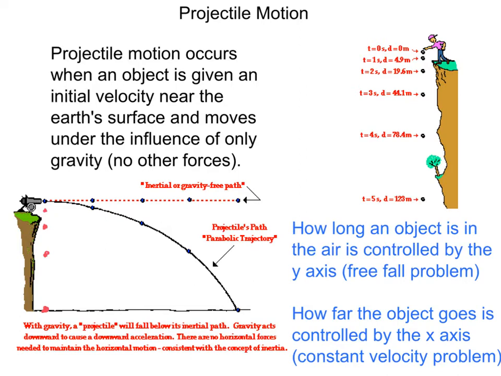And because of that, and it doesn't have any rocket boosters or anything else, so it moves under the influence of only gravity, no other forces. That's what occurs with projectile motion. Now, here's two statements that I need you to know. How long an object is in the air, aka how much time it has, is solely dependent upon the y-axis, and how far the object goes is solely dependent upon the x-axis.